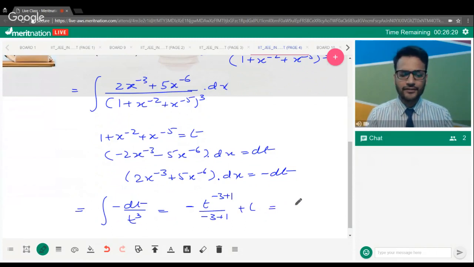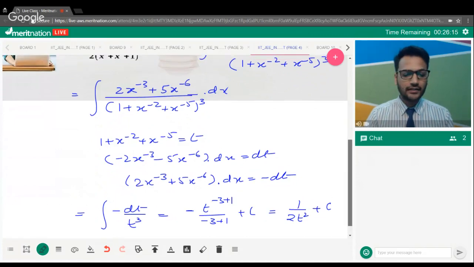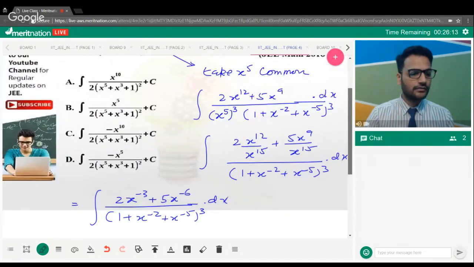Negative turns out to be positive, so you can write it directly as positive. So t to the power, this is 2t squared plus c, right? I hope everyone is clear with it. Negative will get cancelled out. t can be replaced eventually from here. Once you replace t, take the square of that, and you will be able to get one of the answers.